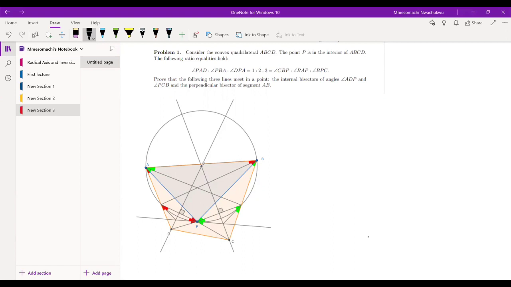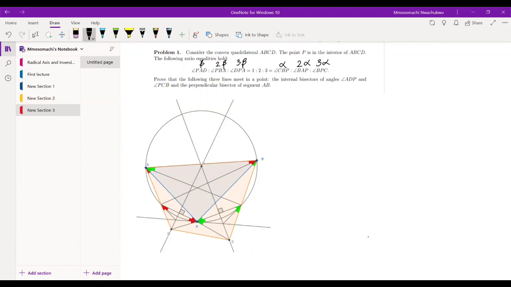Angle PAD to angle PBA to angle DPA is 1:2:3, and angle CBP to angle BAP to angle BPC is also 1:2:3. So we call this set of angles alpha. So this one will be 2 alpha, and this will be 3 alpha. And we call this beta. So this will be 2 beta, and this will be 3 beta.